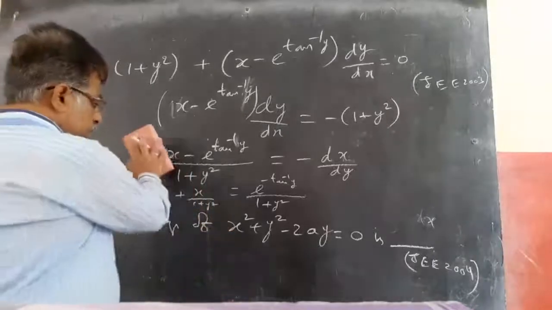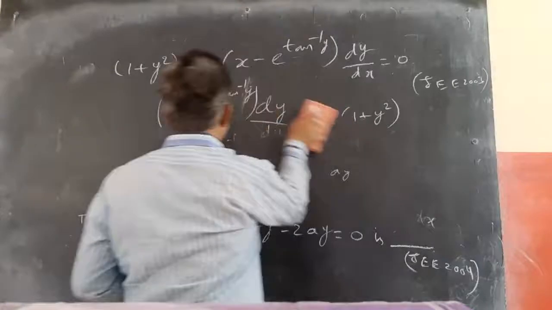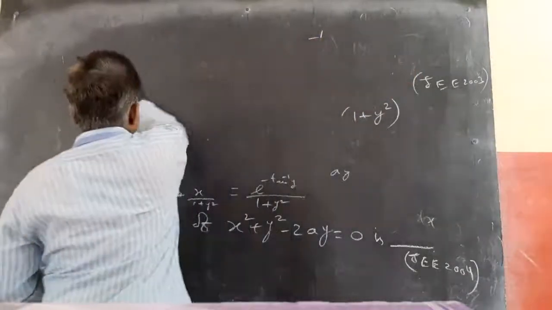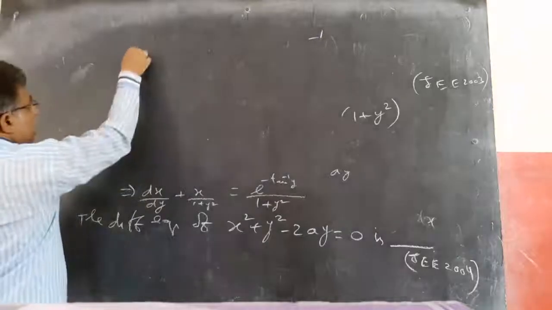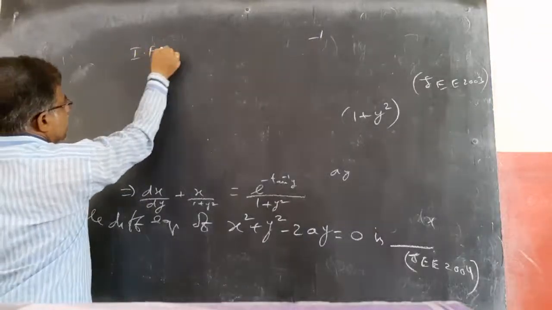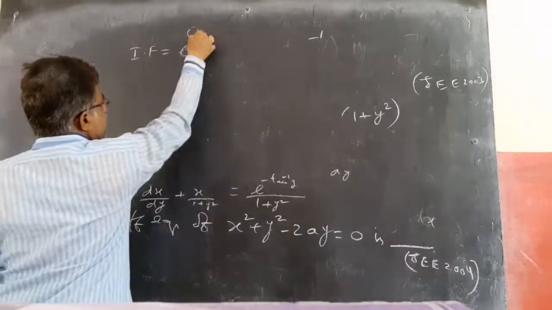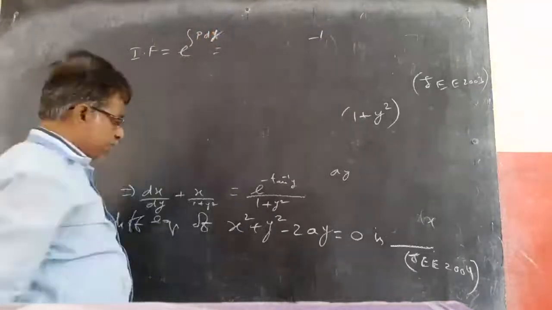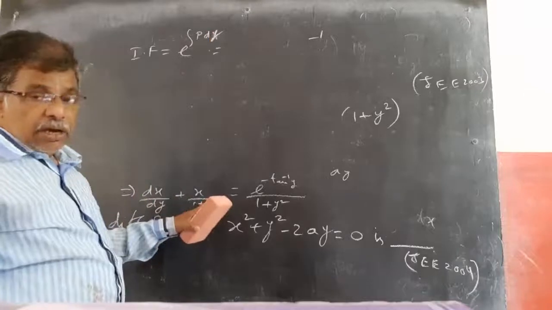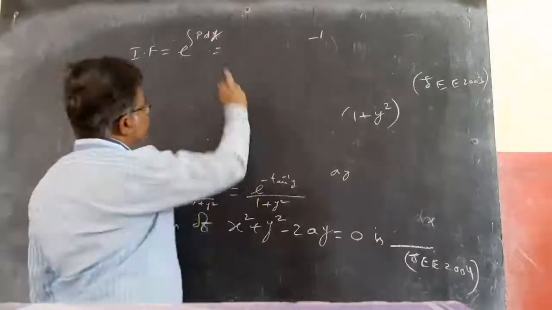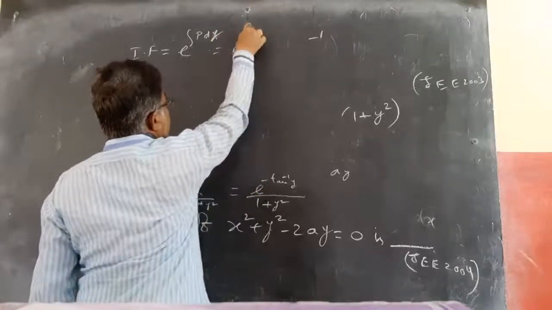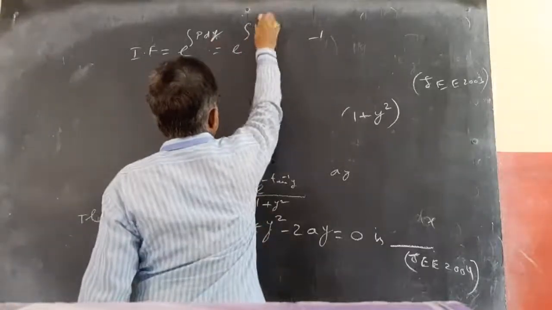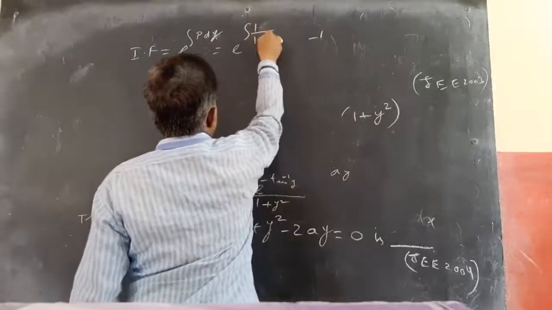You know how to solve a linear differential equation. So first we need to find the IF, integrating factor. IF equal to e power integral of p dx. Here it is e power integral of p dy, because p and q are functions in y. So this should be p dy. So integral of p is 1 by (1 plus y square) dy.